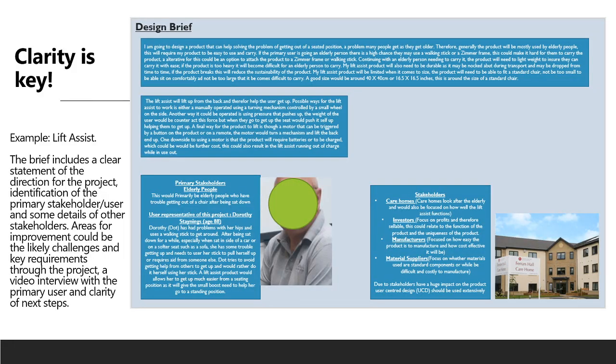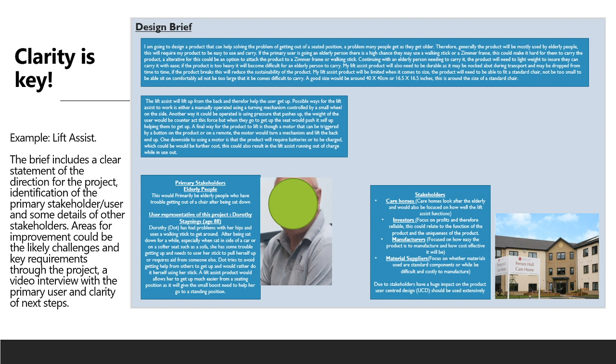We'll then look at one that's not quite so good. So it does make a clear statement of what's going on and what he intends to do. Some bits are very precise. So we're looking at the size of what a standard chair is, etc. This is a lift assist to get people in and out of chairs. This is arguably too precise in some aspects. It probably doesn't need to be.